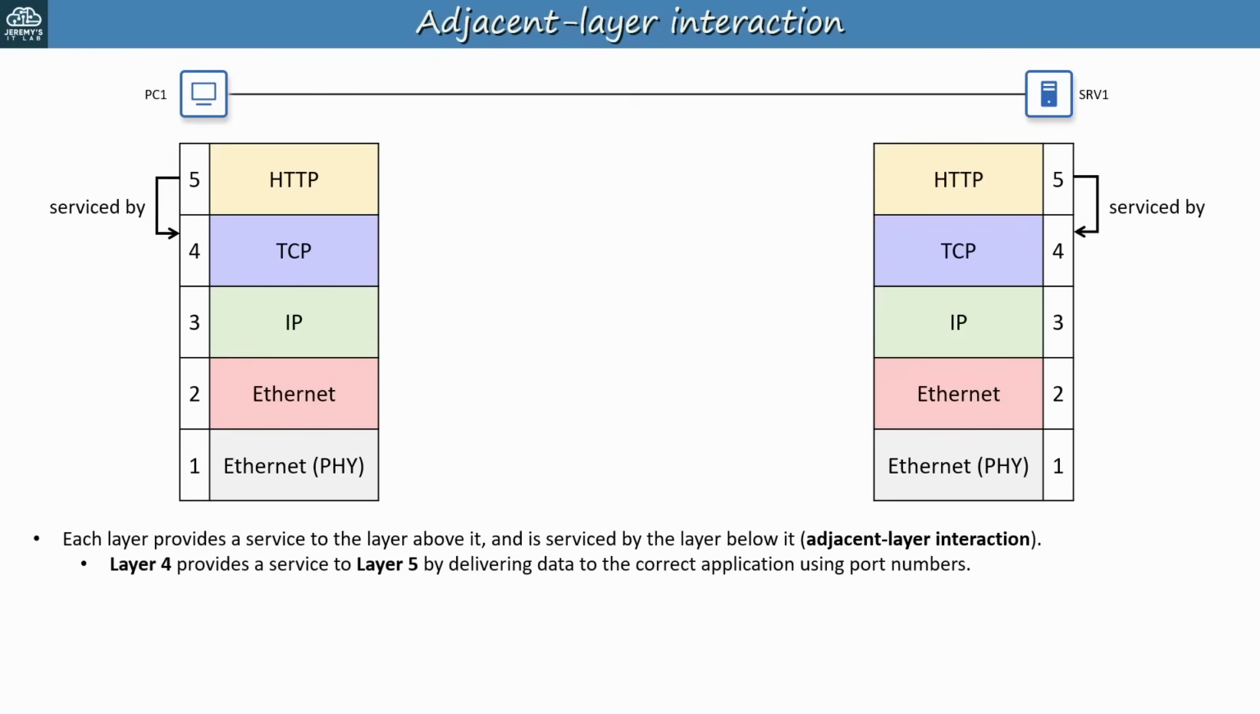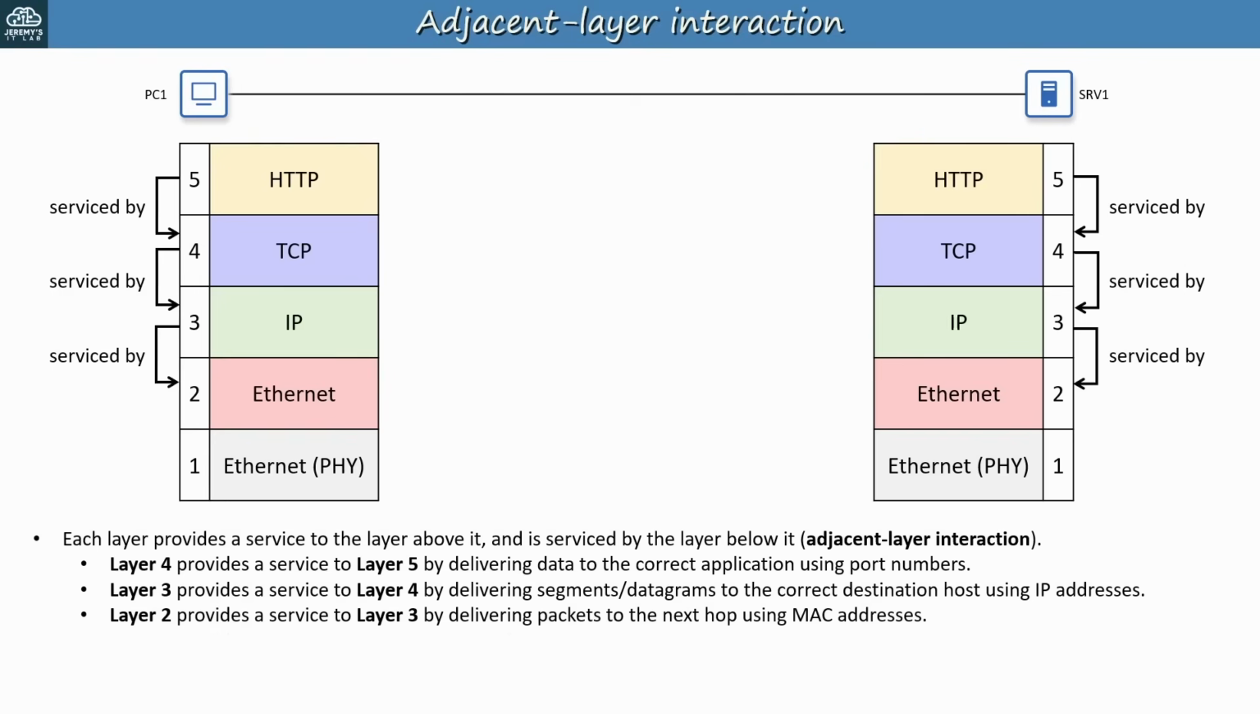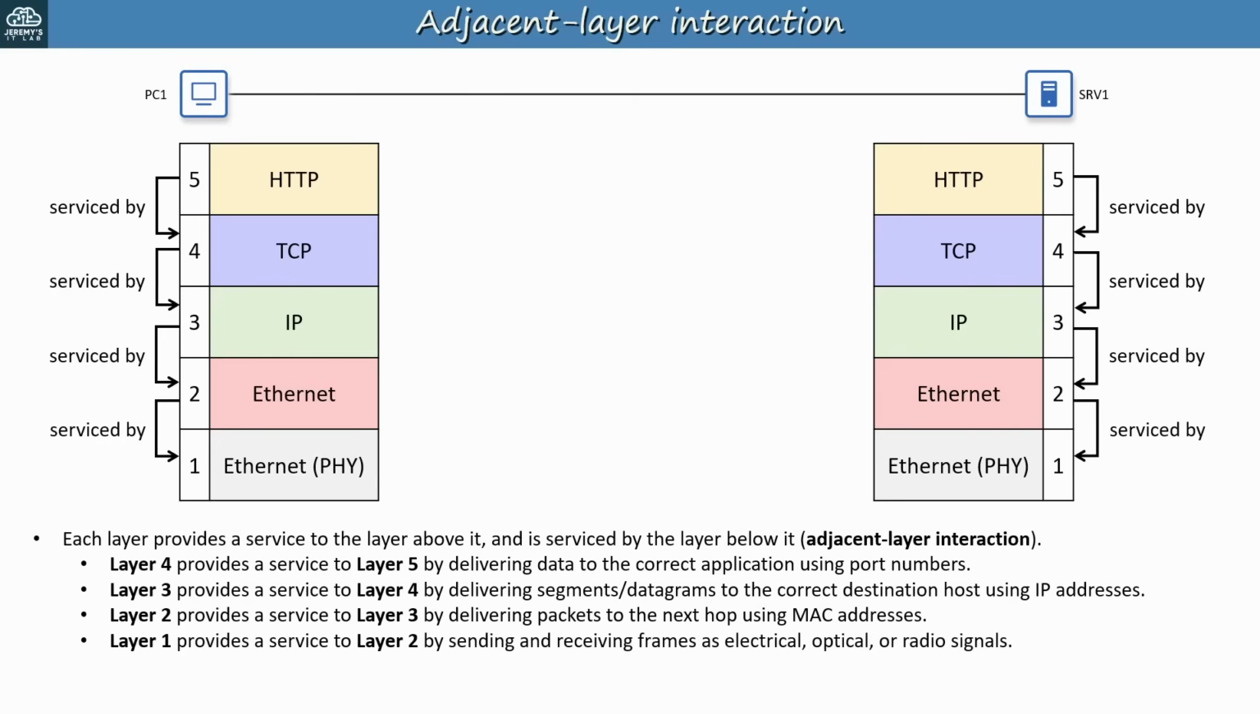For example, layer 4 provides a service to layer 5 by delivering data to the correct application using port numbers. Layer 3 provides a service to layer 4 by delivering segments and datagrams to the correct destination host using IP addresses. Layer 2 provides a service to layer 3 by delivering packets to the next hop using MAC addresses. And layer 1 provides a service to layer 2 by sending and receiving the frame's bits as electrical, optical, or radio signals over the physical medium. Each layer relies on the layer below it to do its job.